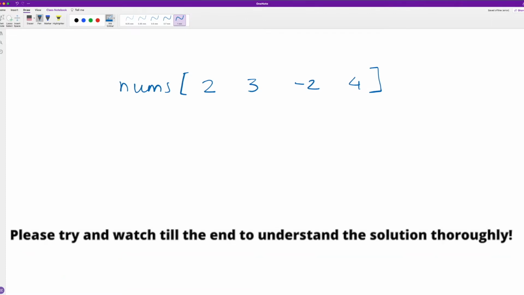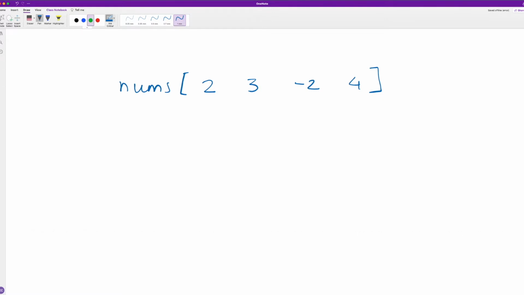Now first of all, what's a subarray? A subarray is nothing but contiguous elements. So for example, the numbers 2 and 3 form a subarray, or 2, 3, minus 2 can form a subarray, or 3, minus 2 and 4 can form a subarray. But the numbers 2 and minus 2 cannot form a subarray, or the numbers 3 and 4 cannot form a subarray because they are not contiguous.